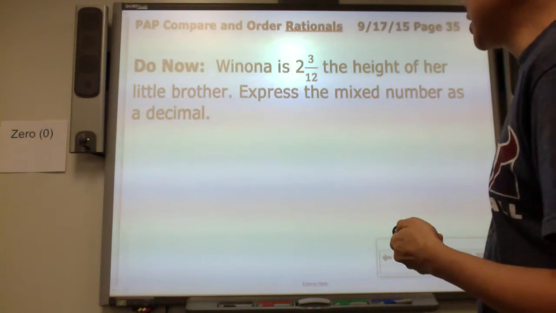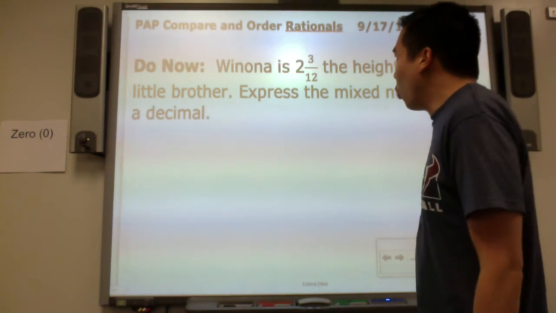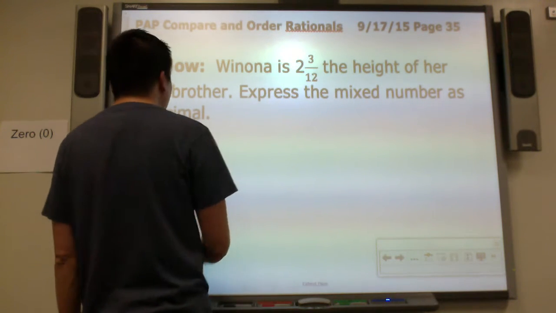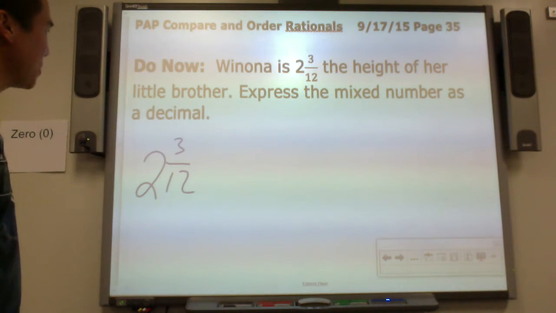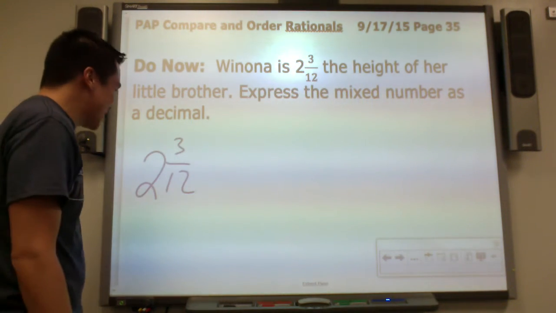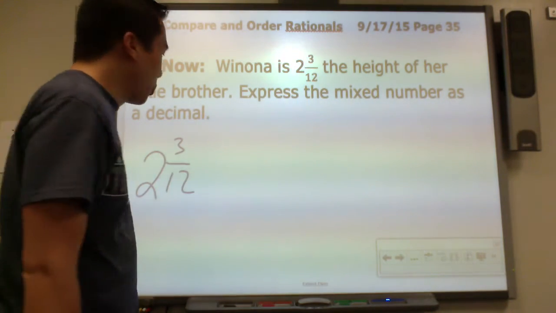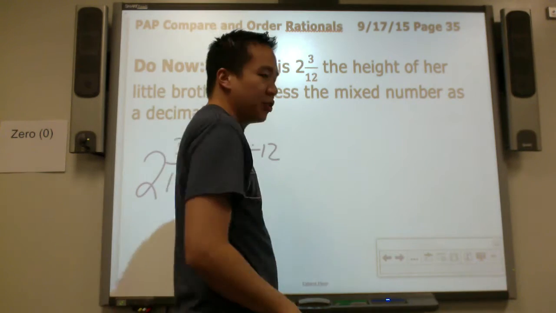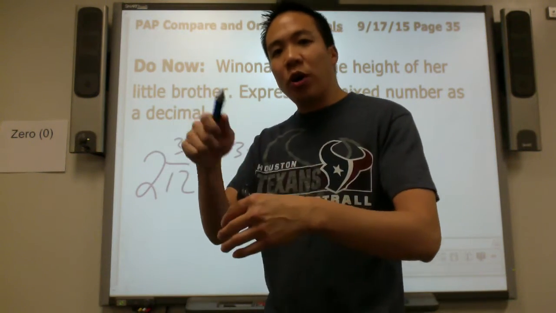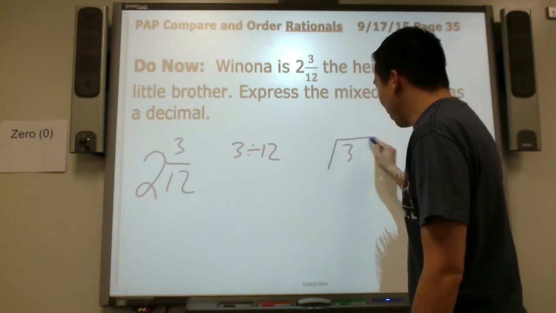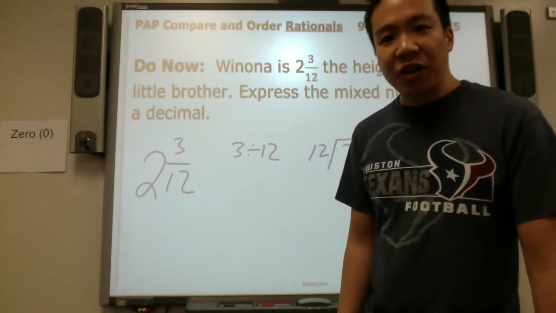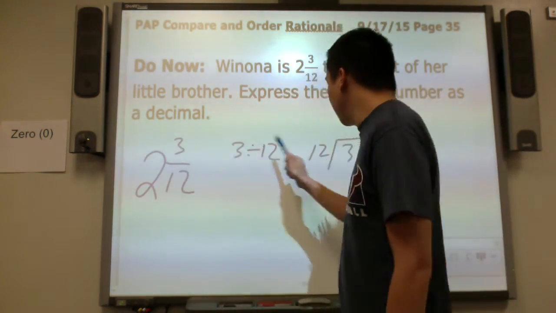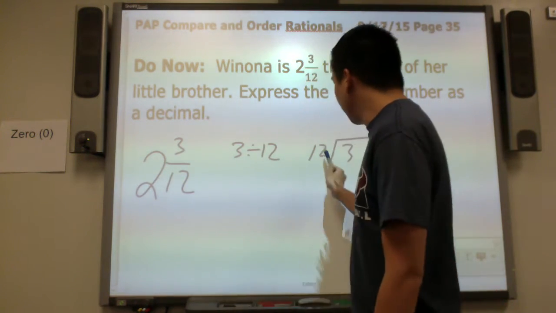So, let's answer this question. Do Now: Winona is 2 and 3/12 the height of her little brother. Express this mixed number as a decimal. So I see a fractional part right here. You can say that's 3 divided by 12. You have 3, you're dividing it into 12 parts. In case you forget, because some people forget, use TIBO: top number goes in, bottom number goes out.